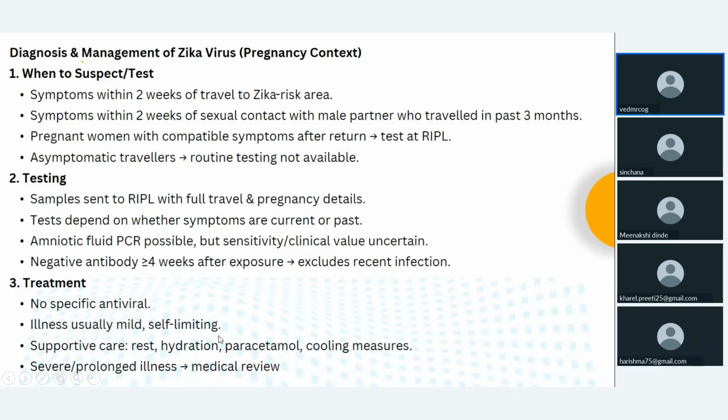Then there is no specific antiviral treatment. Illness is usually mild and self-limiting. Supportive care: rest, hydration, paracetamol, cooling measures, etc. Severe prolonged illness will require medical review. Okay, here you just remember when will you suspect and what test will you carry out.